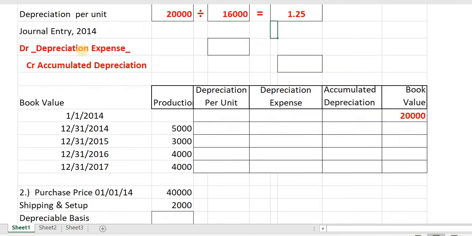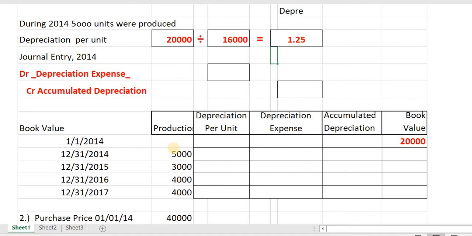So let's go through our depreciation schedule. We bought the thing, no depreciation yet. Book value is $20,000, right? That's our cost. First year, we produced 5,000 units. The depreciation rate is $1.25 each, giving us a depreciation of $1.25 times 5,000 equals $6,250.